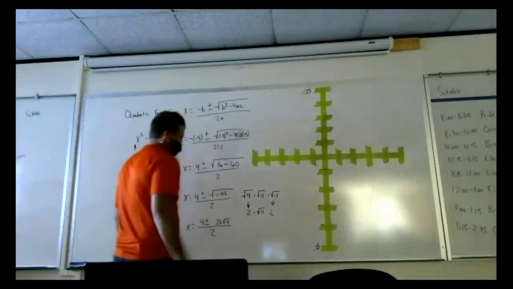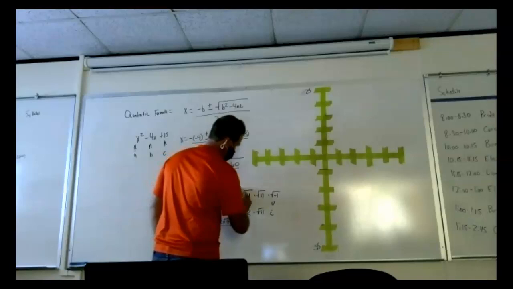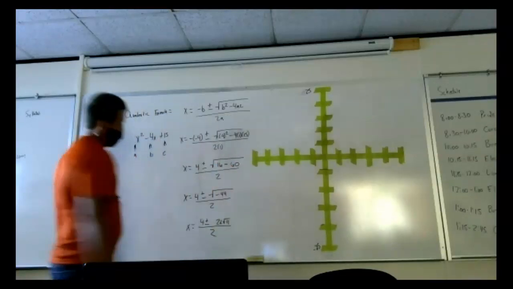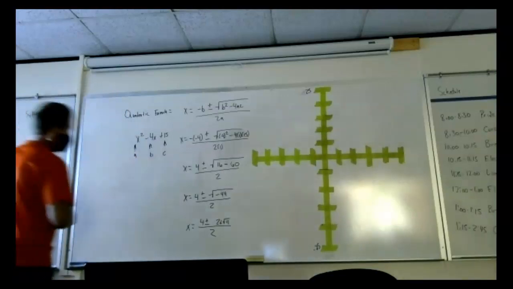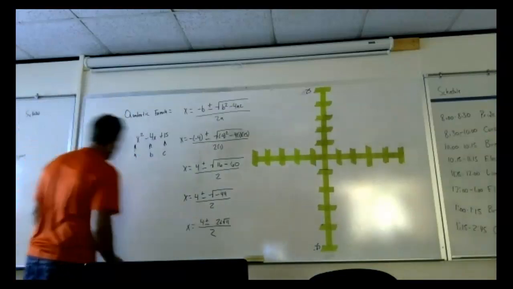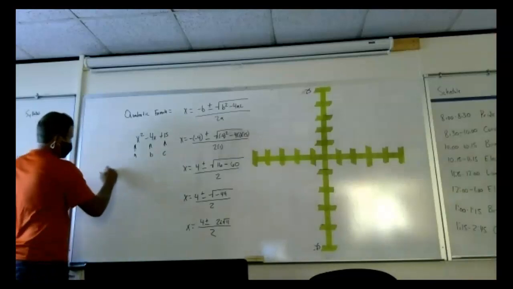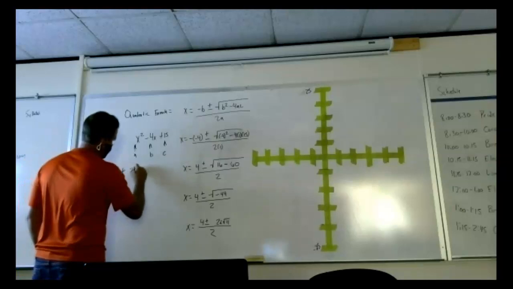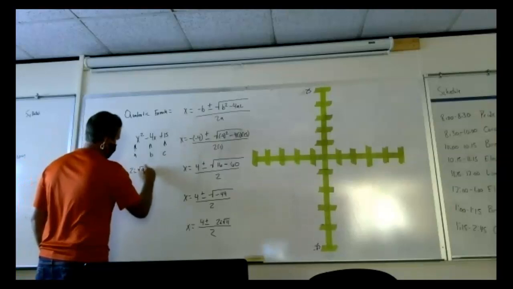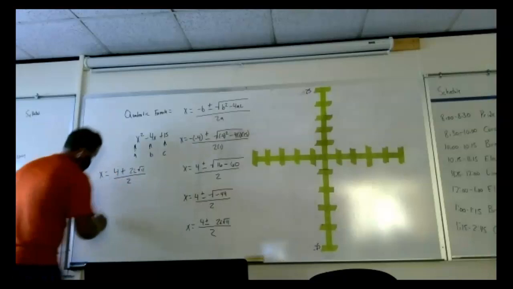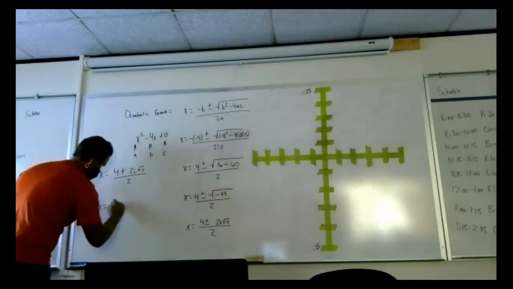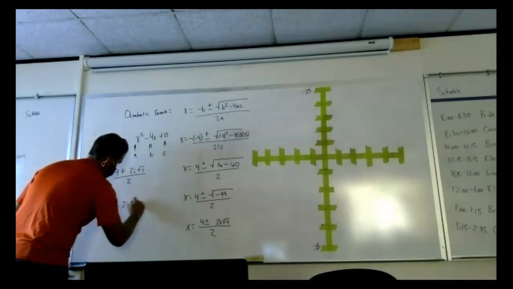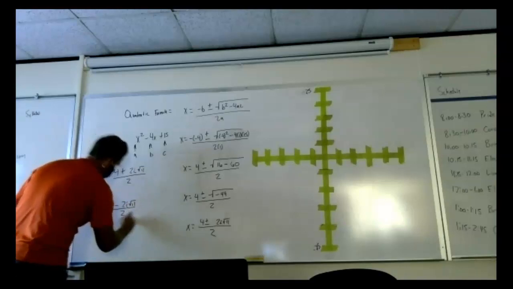Now the last step. So we've taken care of this. The last step is to break our plus and minus apart. So we have plus minus here. What that means is that our x value is equal to 4 plus 2i square root of 11 over 2, and x is equal to 4 minus 2i square root of 11 over 2.